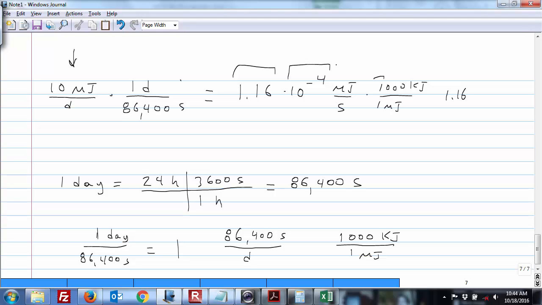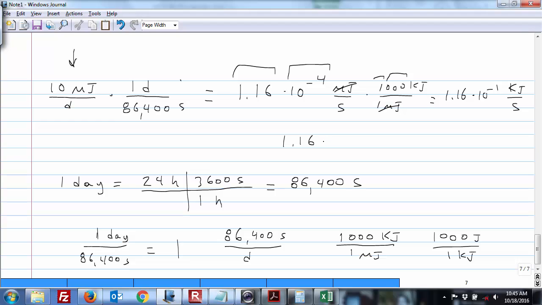Here are your powers of 10. 10 to the minus 4th times 1,000 is 10 to the minus 1. That's the best way to write that. A little bit clunky, but times 10 to the minus 1. And now we'll take care of the units. Megajoules are gone, and I've got kilojoules per second. Well, I also know that 1,000 joules is the same as 1 kilojoule, so I can just kind of keep doing this all day long.